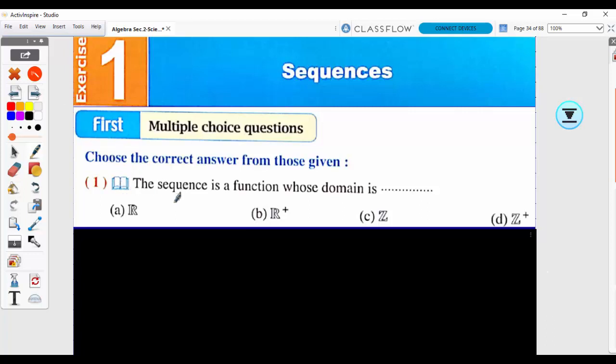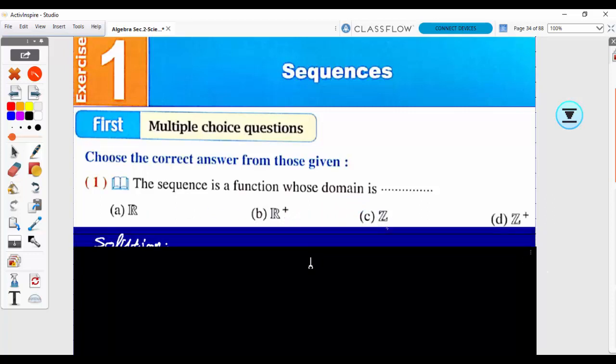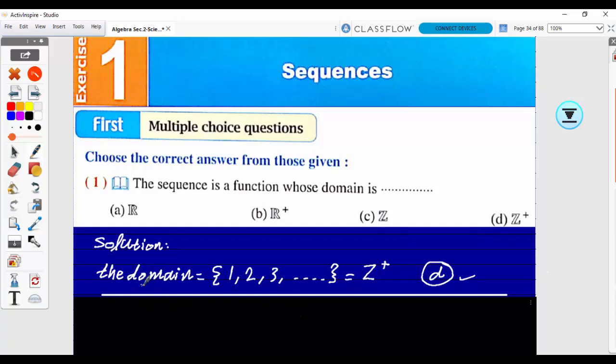First question: the sequence is a function whose domain is Z positive. The domain of the sequence is 1, 2, 3, so it's equal to Z positive. To determine the terms of the sequence, we write T1 and T2 and T3. Okay, this is the sequence and so on.